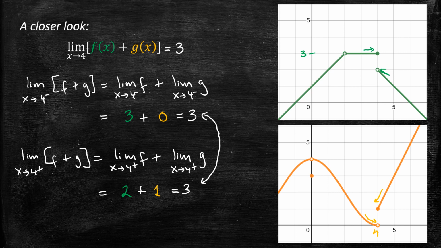So, moral of the story is, if the limit laws can't be applied, check the left and right hand limits to see if they are equal in order to prove the existence of a limit.